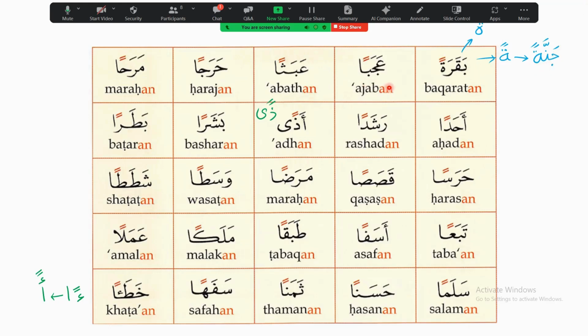So in the next example, ajaban. At the end, there is a ba letter with the tanween. We'll just ignore the alif because that is the way this is written. So we will just say ajaban, ban, the tanween on the letter ba, so we say ban.